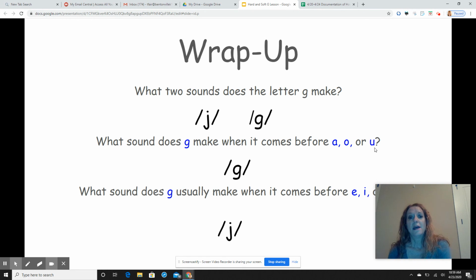Okay, so I hope this lesson helped you to learn about the hard G sound and the soft G sound.